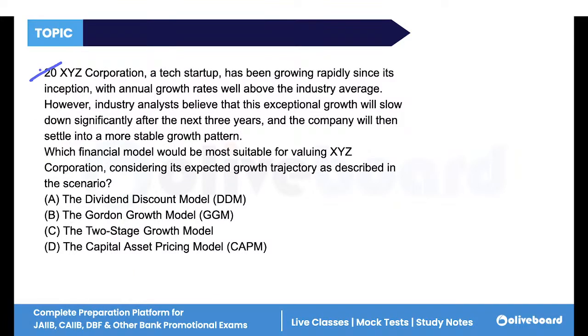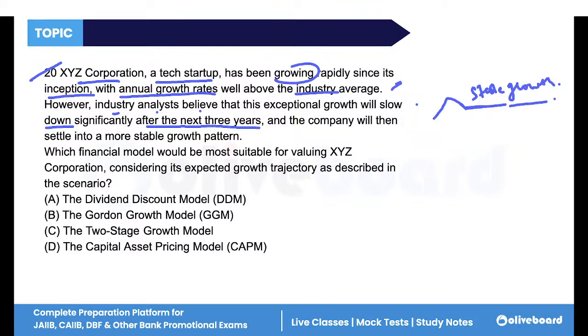Now, question number 20. XYZ Corporation, a tech startup, has been growing rapidly since its inception, with annual sales growth above the industry level. Industry analysts believe that this company will make exceptional growth, but its growth will slow down significantly after the next 3 years. So first the company has high growth, then it slowly goes down, and then it maintains a stable growth. Which financial model would be most suitable for valuing XYZ Corporation?